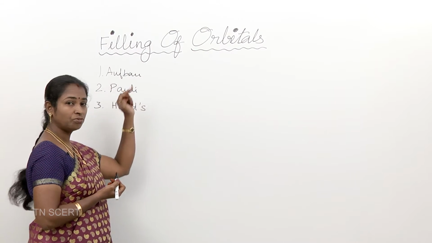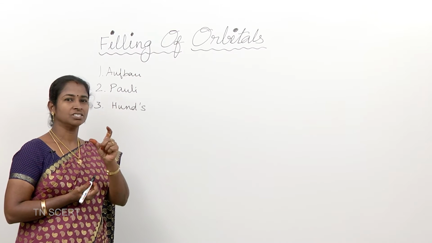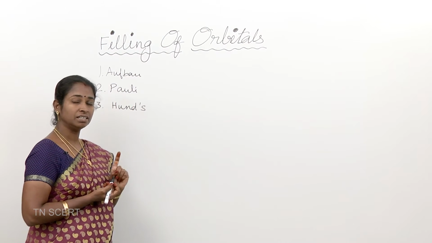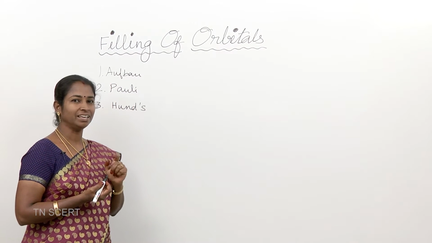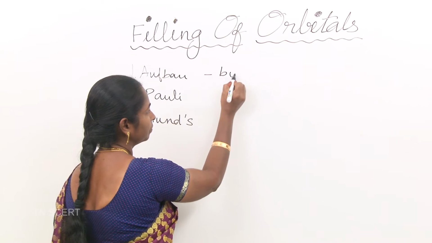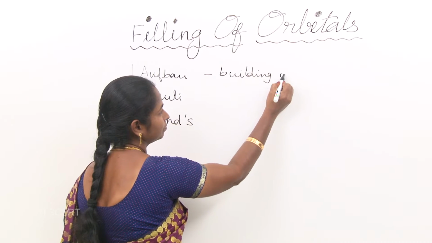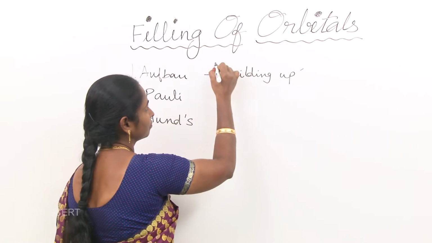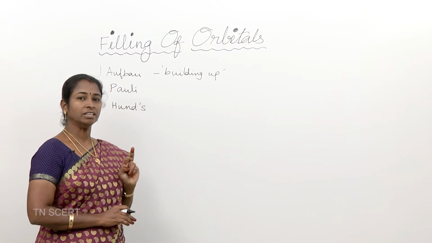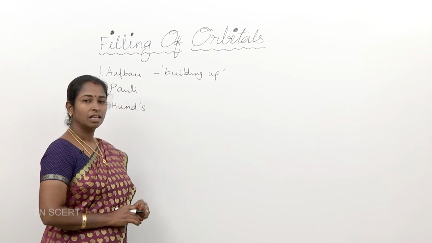First one, Aufbau principle. First of all, Aufbau is not the name of a scientist. Here Aufbau is a German word and its meaning is building up. So, the word Aufbau is not the name of the scientist. Right, what does this rule say?